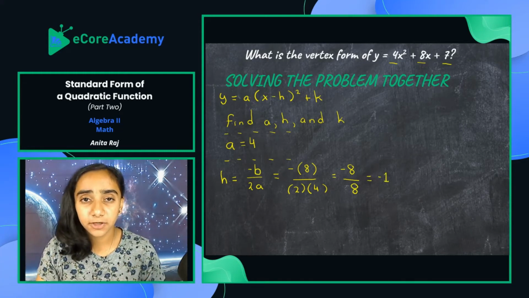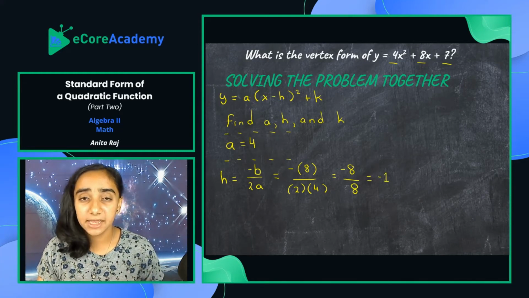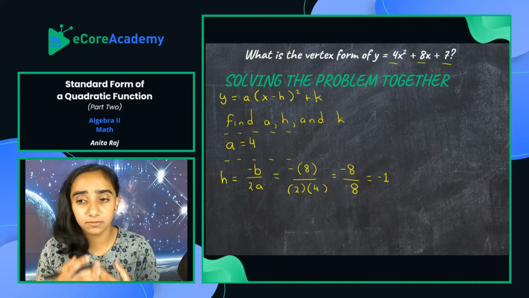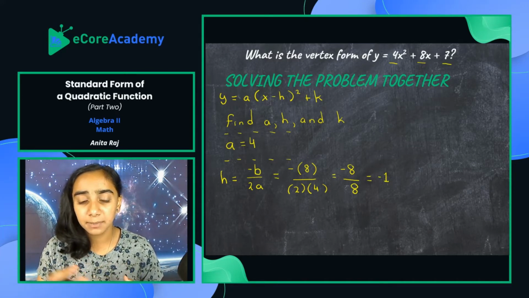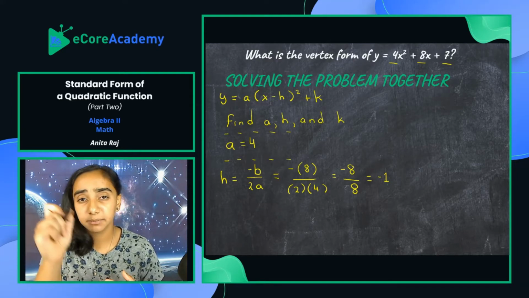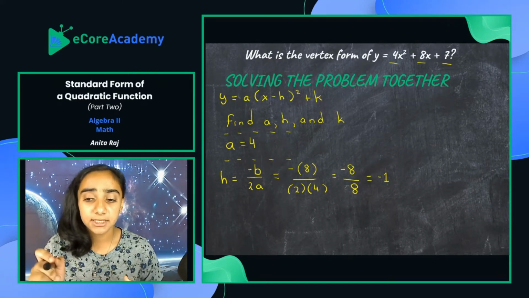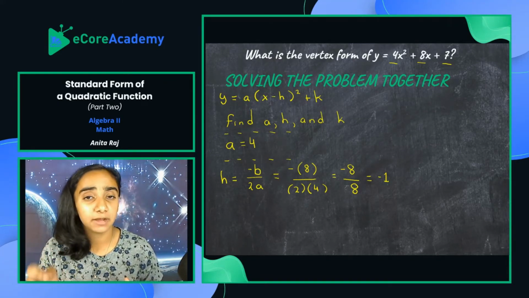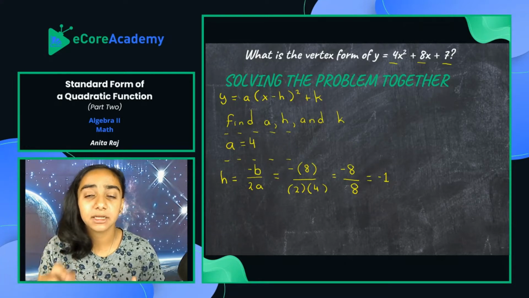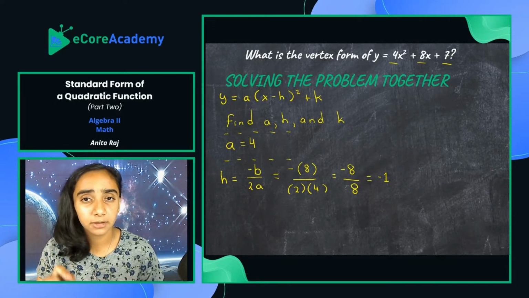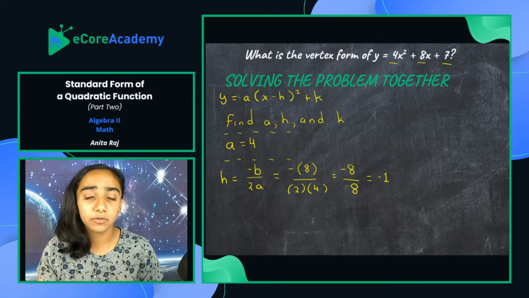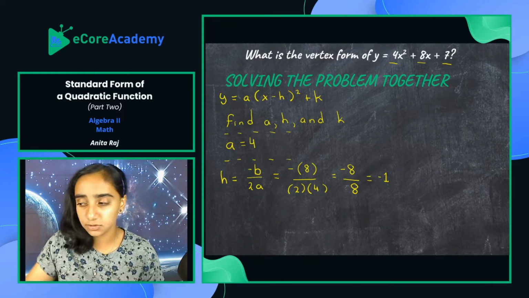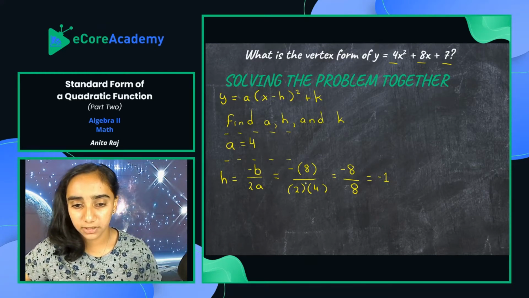Now we have to figure out what k is. Remember, k is the y-coordinate of the vertex. So we find k by taking our x value and plugging it back into the quadratic function. In this case, we're going to take negative 1, which we found to be our x value, and plug it back into y equals 4x squared plus 8x plus 7, and we'll find the y value of the vertex, which is k. So let's do that over here.